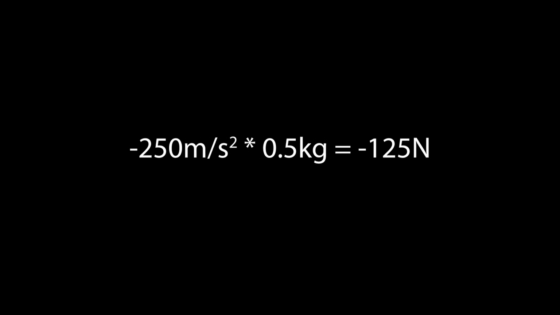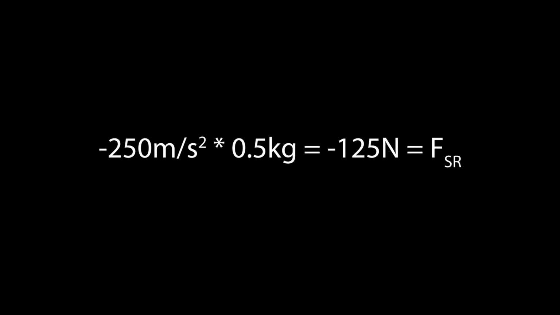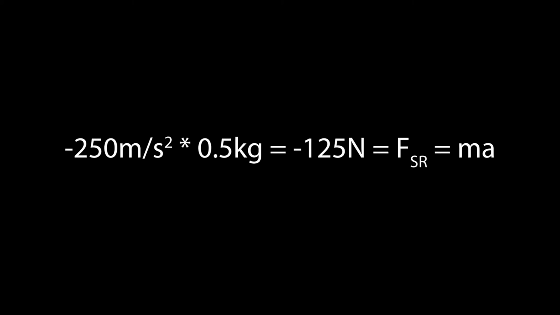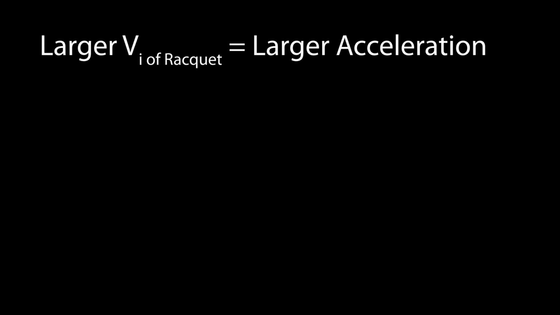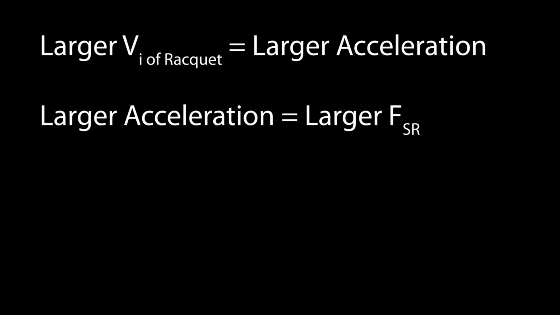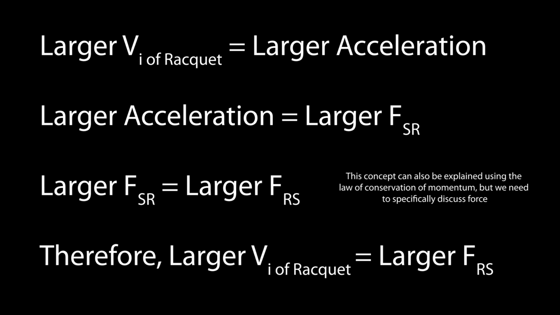And negative 125 newtons is the force which the shuttle applies onto the racket, according to Newton's second law. And according to Newton's third law, the racket must also apply an equal and opposite amount of force onto the shuttle, so positive 125 newtons. In other words, the faster the racket, the more acceleration it has, and the more acceleration it has, the more force the shuttle applies onto the racket. And the more force the shuttle applies onto the racket, the more force the racket applies onto the shuttle, resulting in a larger force, F.